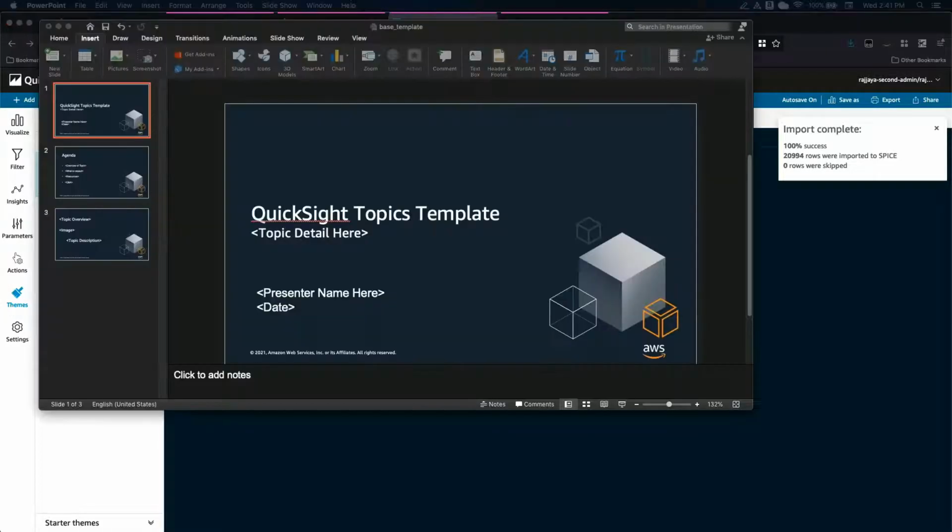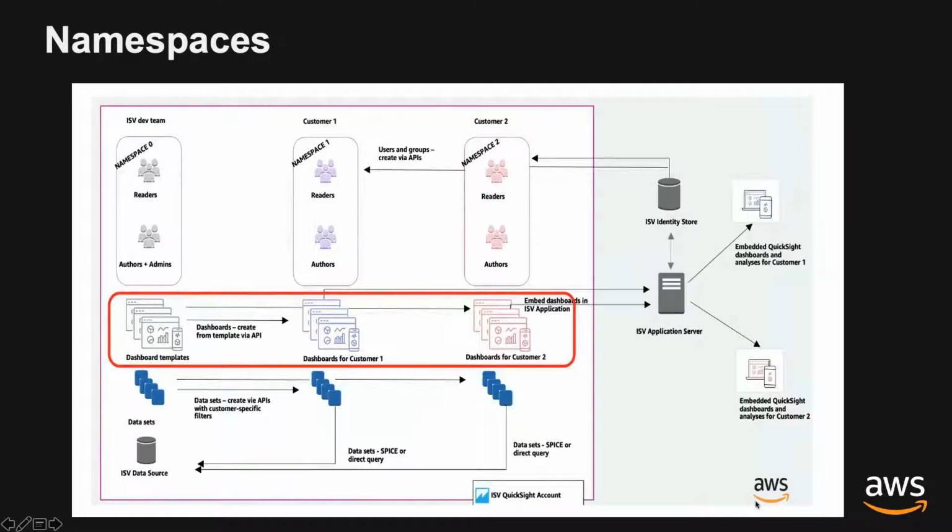So let's revisit the slide that we saw earlier. In this slide, we saw how we can use namespaces to segregate different users. So here we also show how we have a dashboard and how with templates we can create multiple dashboards so that each dashboard can be shared with the corresponding namespace. And we also have a data set, and using APIs, we can create multiple datasets and apply customer-specific filters or change them to point to a new source, for example, a new database table.